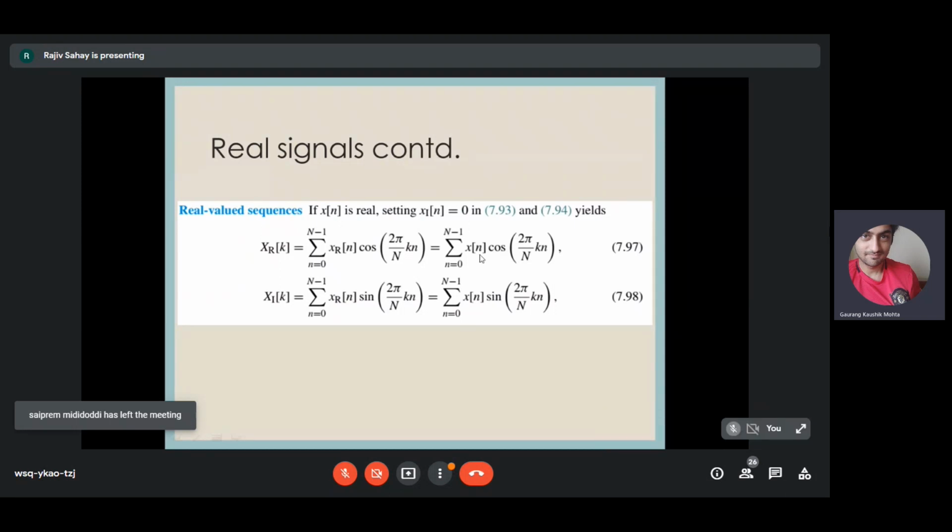So X_R(k) is equal to the summation of x(n) into cos(2π kn/N), and X_I(k) is obtained as x(n) into sin(2π kn/N), summation n equal to 0 to N-1. So this is a simplified form of the DFT equation when you have x(n), which is a real sequence.